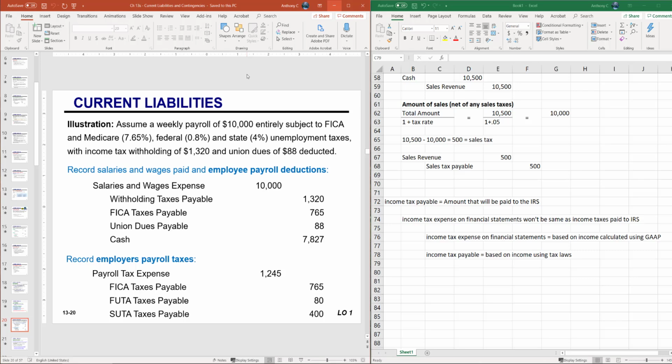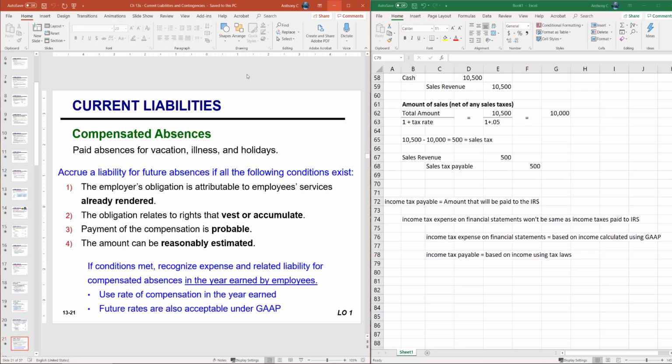And we'll move on to compensated absences. A compensated absence is pretty much paid time off. So if you take a sick day and you still get paid, or you take a vacation and you still get paid, you have a compensated absence.